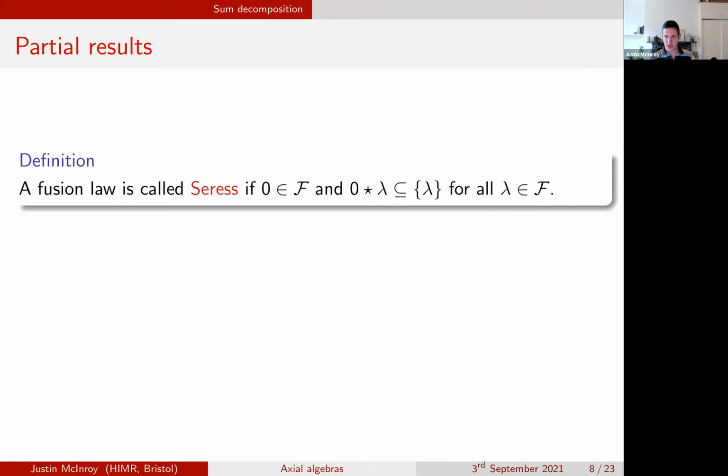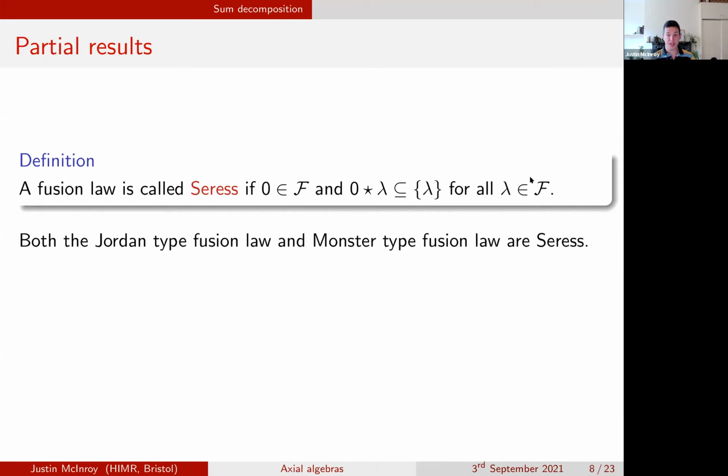And I was going to introduce this several lectures ago, but I decided against it actually. So a fusion law is called Shpectorov if we have 0 in our fusion law, and if 0 times all of the other eigenvalues is contained in, a subset of, that eigenvalue. And in particular, all the fusion laws I've shown you are Shpectorov.